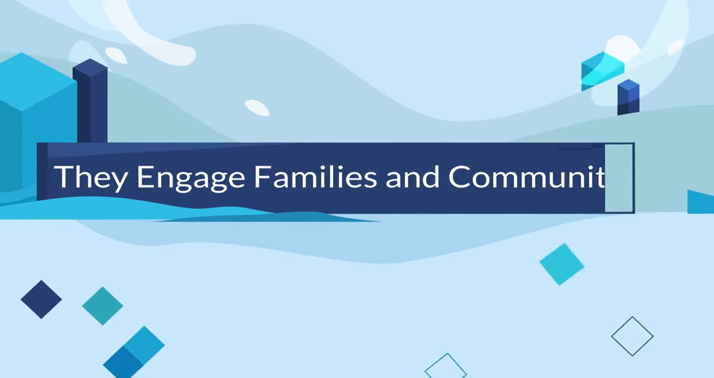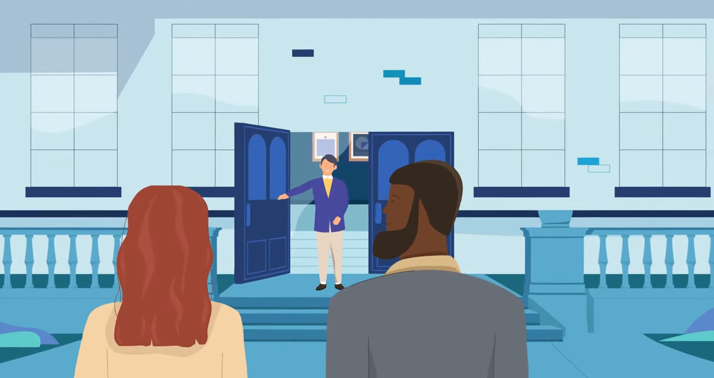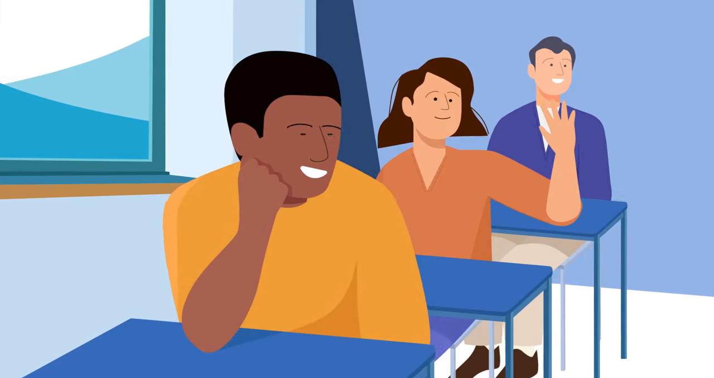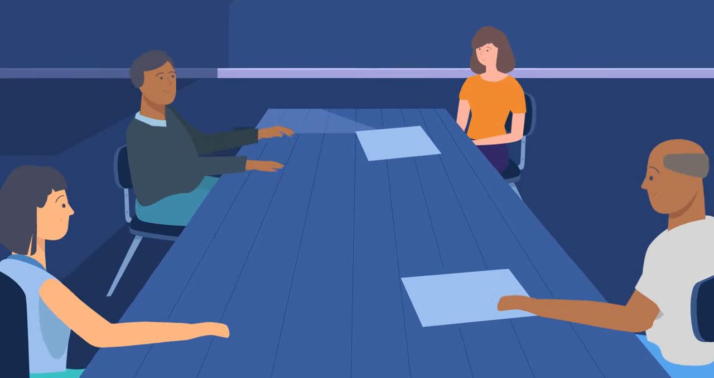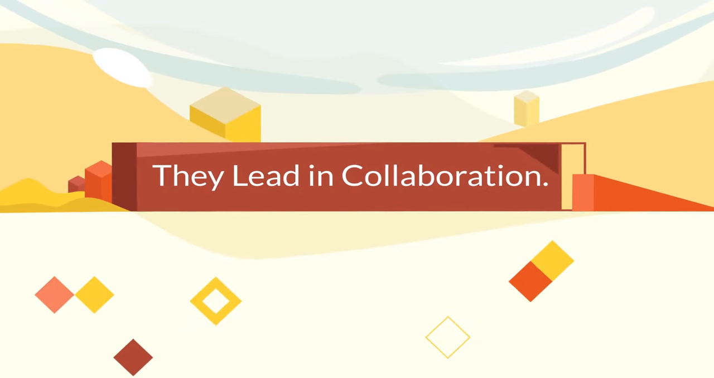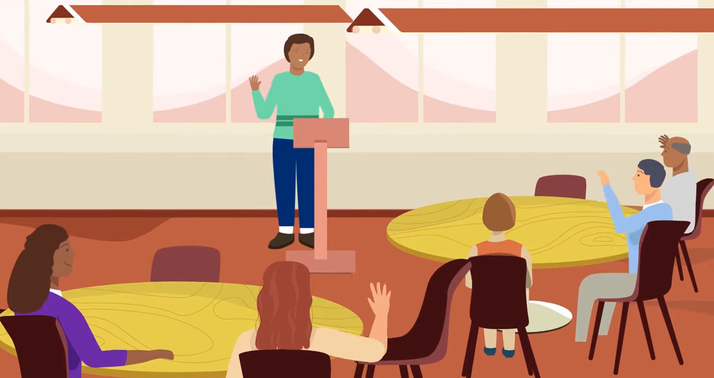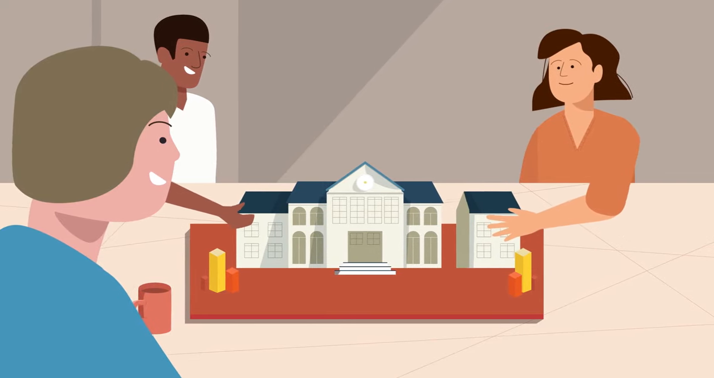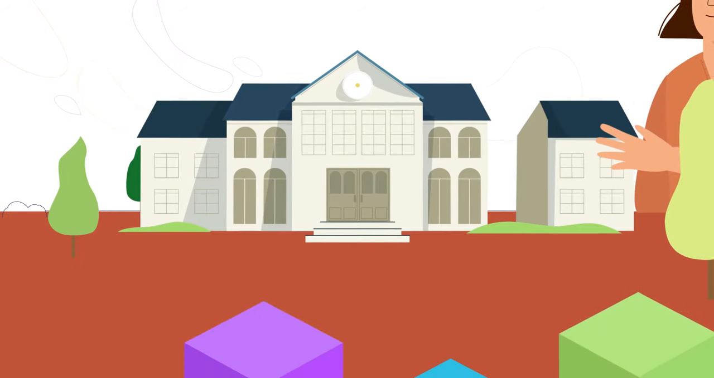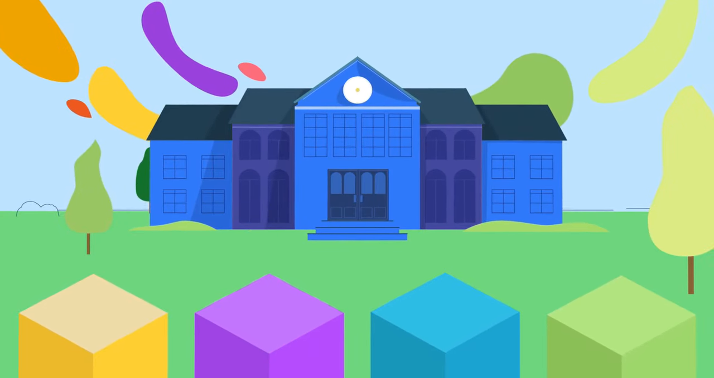They engage families and communities. Partnering with residents to identify and meet community needs makes everyone feel safe, welcome, and involved in school. They lead in collaboration. Inclusive decision-making and peer learning builds trust among students, educators, families, and communities. When a school stands on these four pillars, it's a community school.